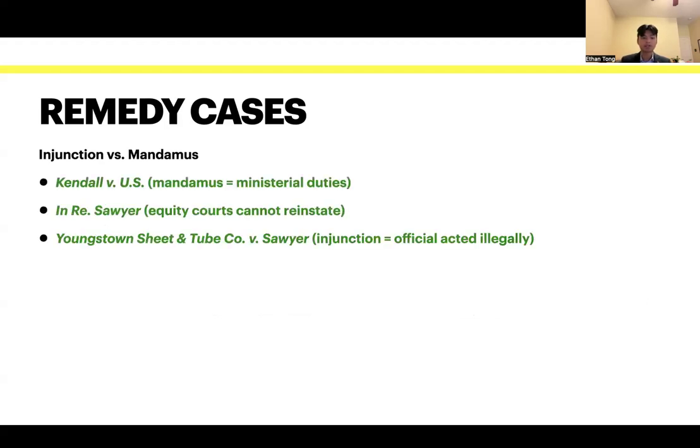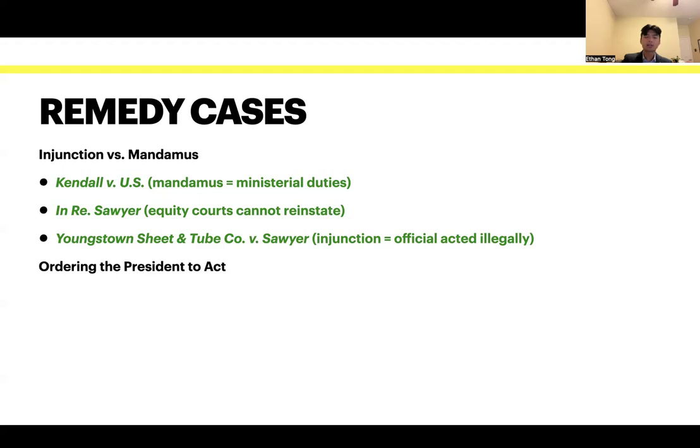So in terms of the cases, we've covered some of them. Some of the cases that we've covered are In re Sawyer, and then I just showed you on the last slide that the idea that mandamus equals the ministerial duty is from Kendall, and the idea that an injunction means the official acted illegally is from Youngstown.